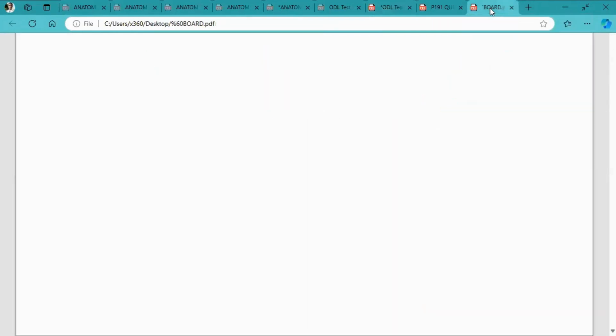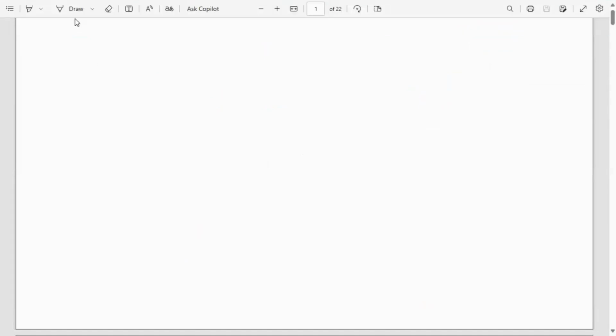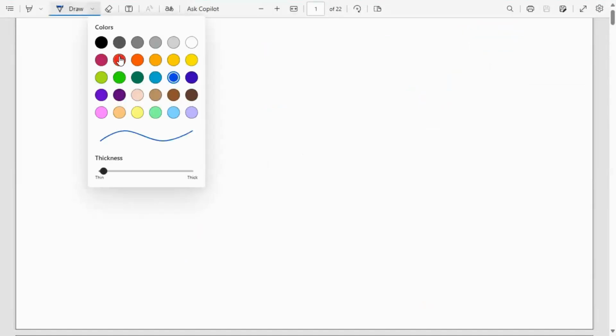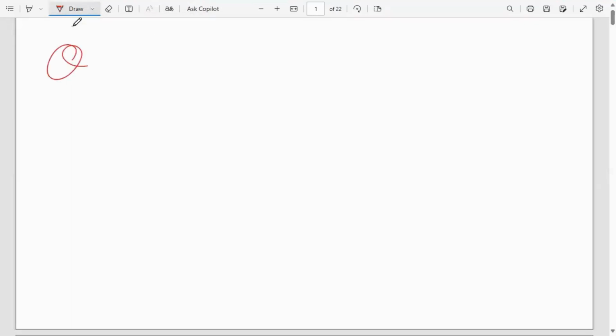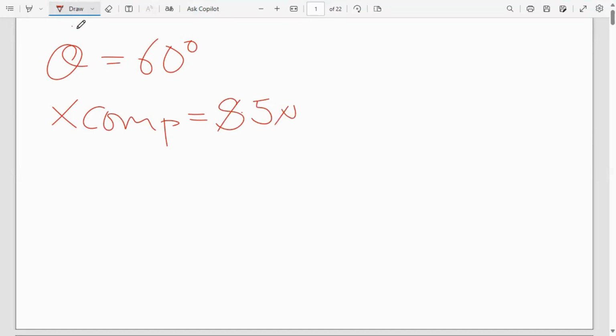So what are we going to take note of? We're going to say theta of this force. Let me just change the color of my pen here. Okay. So theta of this force is equal to what? It's equal to 60 degrees. What else do we have? We have the x component of this force to be 8.5 newtons like that.